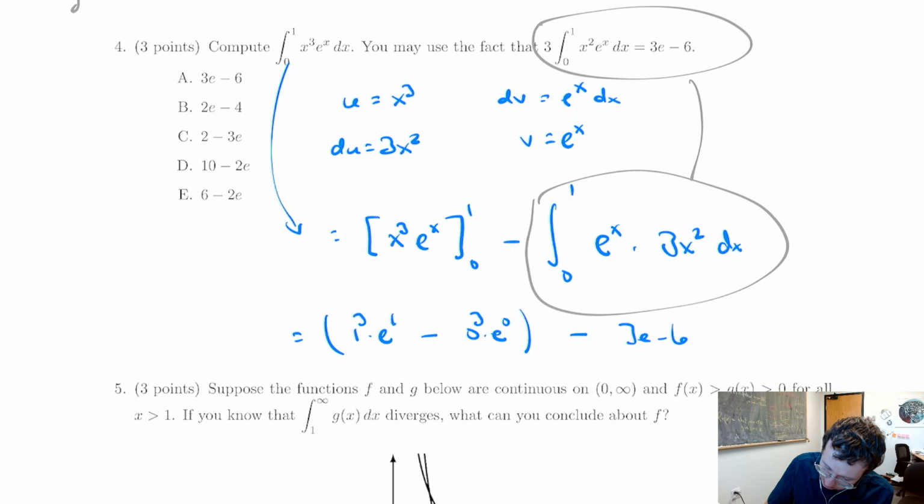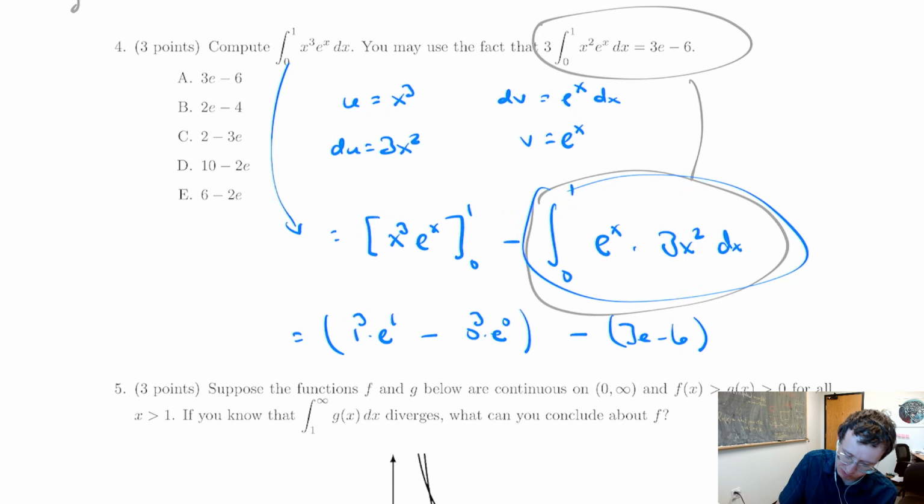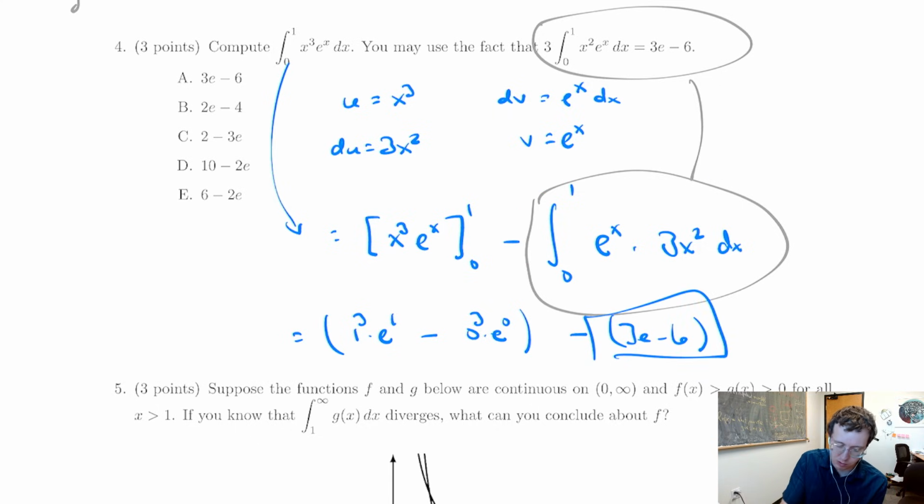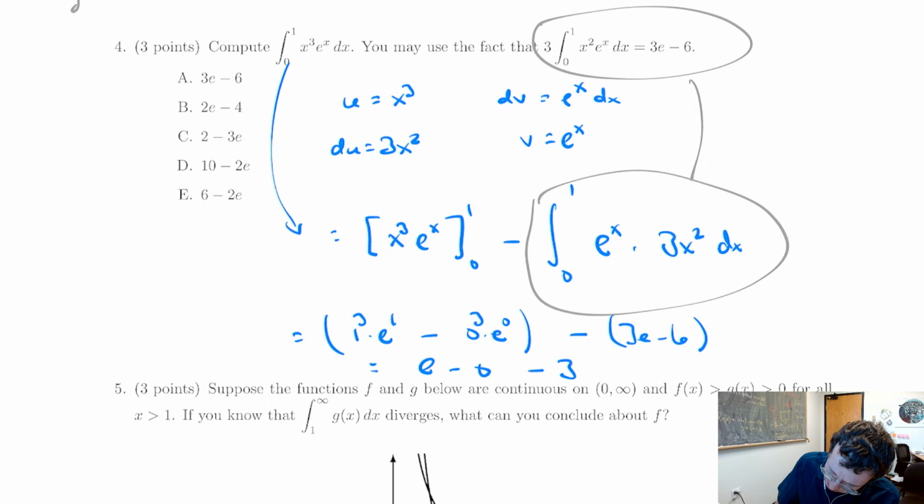I just need to be careful. That whole thing is subtracted, so I want to make sure the entire 3e minus 6 gets subtracted. That is, I want to put parentheses in. So this is e minus 0 minus 3e plus 6, which is minus 2e plus 6, or 6 minus 2e.